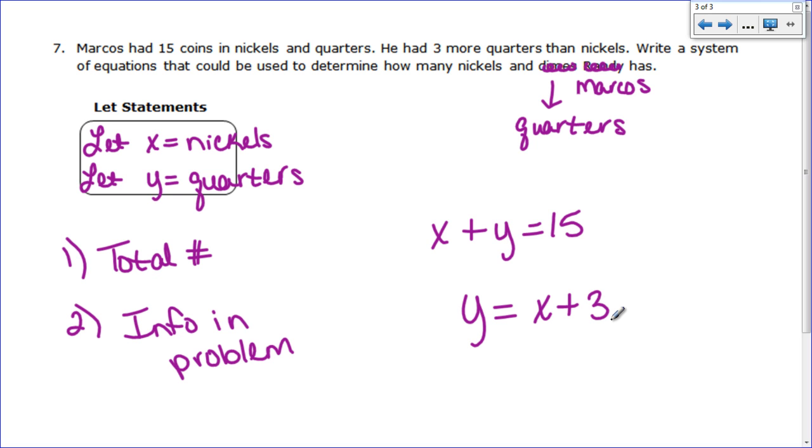So the thing you have more of is what ends up by itself. So you need to always ask yourself that. Read that question and go, hey, self, what do I have more of? Oh, I have more quarters. That's all by itself. So these are my 2 equations, and that's it. We're not going to do anything else. You're done with that problem. So that is setting up systems. All you're going to do is read through the problem, determine what information is necessary so you can set up an equation, and then you're going to write your 2 equations.